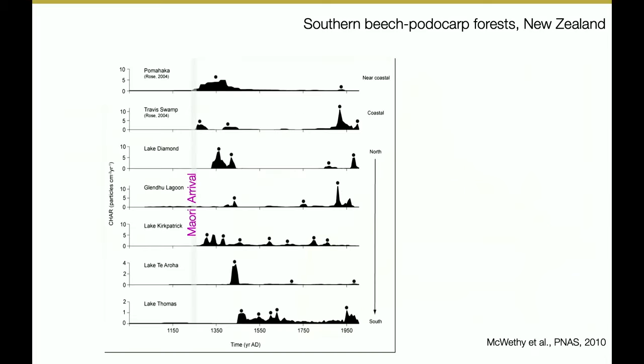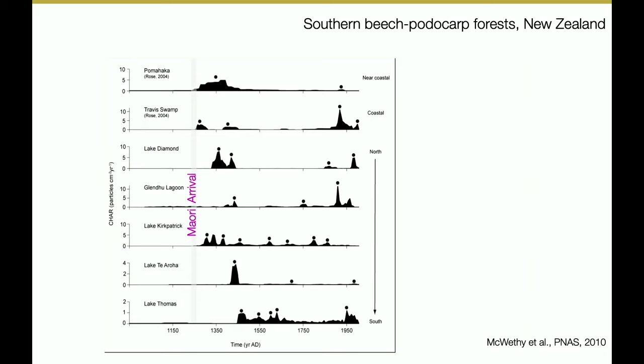We've done a lot of work looking at small lakes in the South Island of New Zealand, and you can see their impact really clearly. So this is a record of the last 1,000 years from all of these lakes, and you can see that prior to the arrival of the Maori, there's almost no charcoal in the record at all.